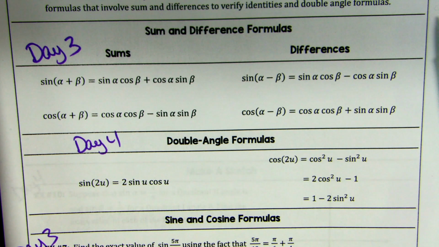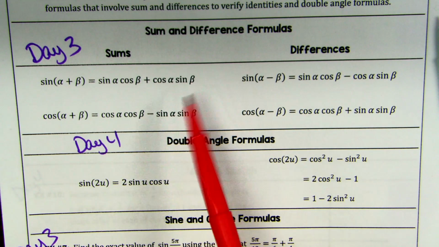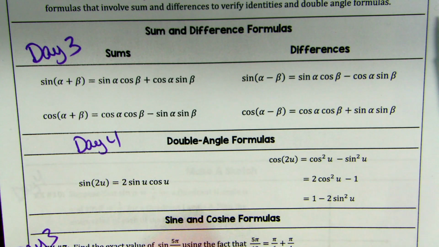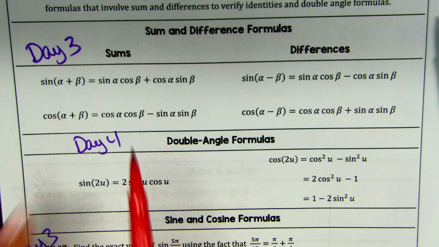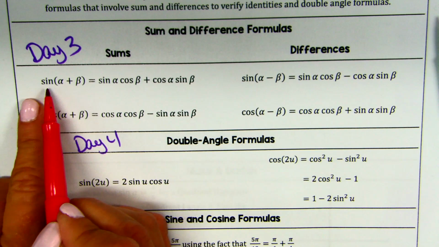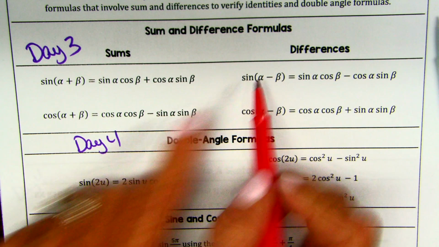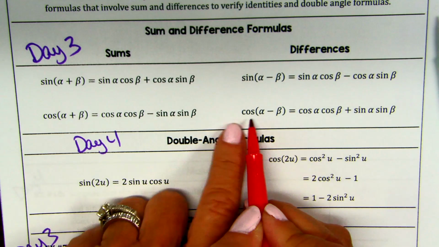Guys, please don't talk. Believe it or not, if you pay attention to me, you'll know these by heart maybe by the end of the paper. Okay, they look really confusing, but they're actually really not. What I want you to notice is that you have a sum formula for sine, a difference formula for sine, a sum formula for cosine, and a difference formula for cosine.